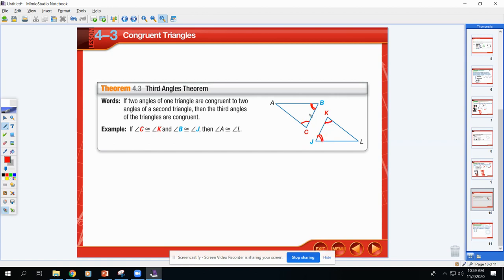So since these both have two congruent angles, that means that the third angle, angle A, will be congruent to the third angle, angle L. So we would put 3 loop marks there to show that. So just know, anytime we have two angles that are congruent, that means automatically that the third angle is congruent.